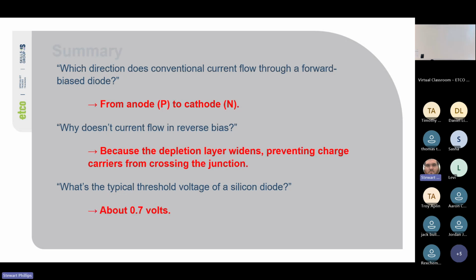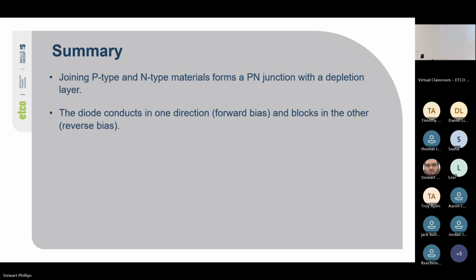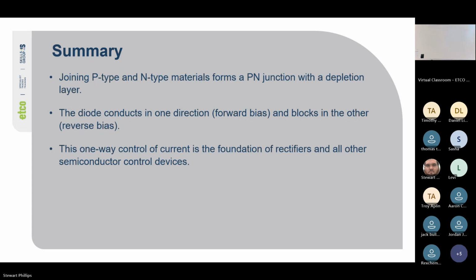Cool. So, a bit of a summary. Joining p-type and n-type materials forms our p-n junction with a depletion layer in the middle. The diode conducts in one direction, forward bias, and blocks it in reverse bias. This one-way control of current is the foundation of rectifiers and all other semiconductor control devices.